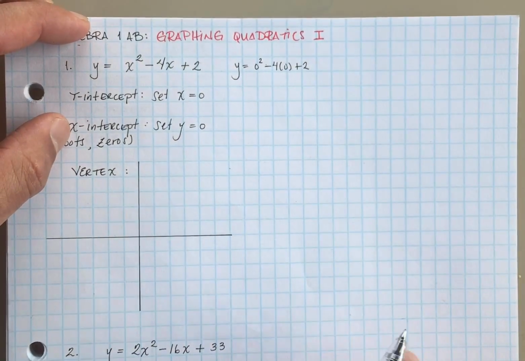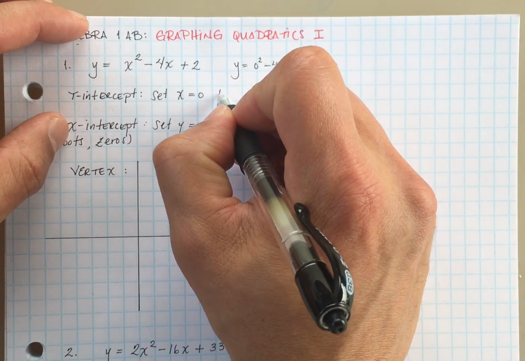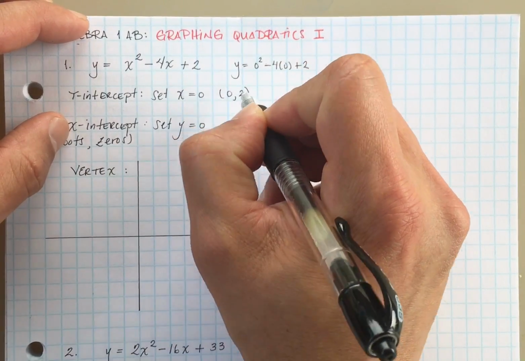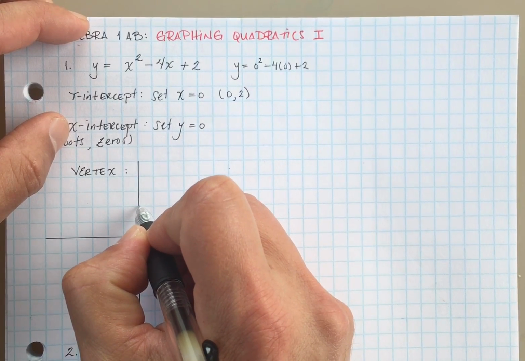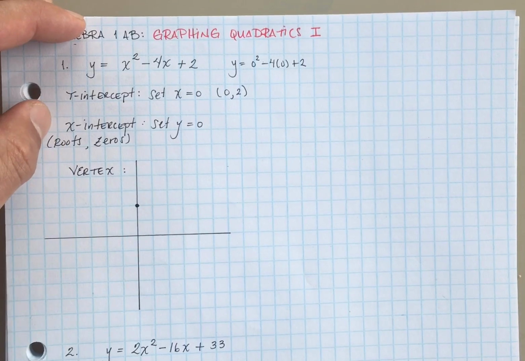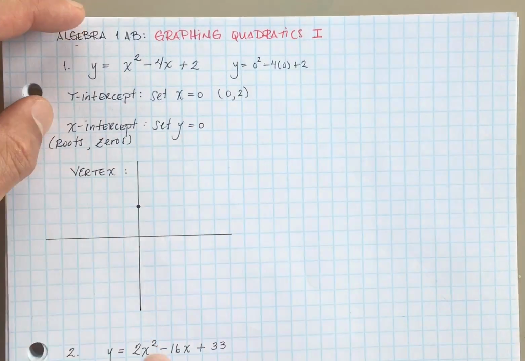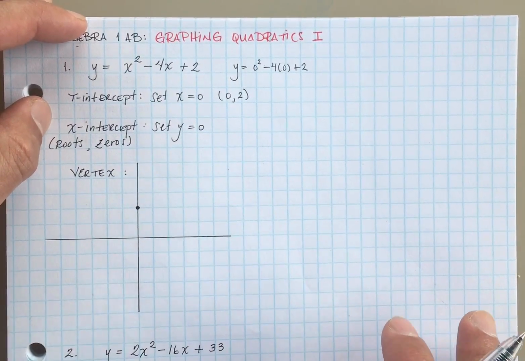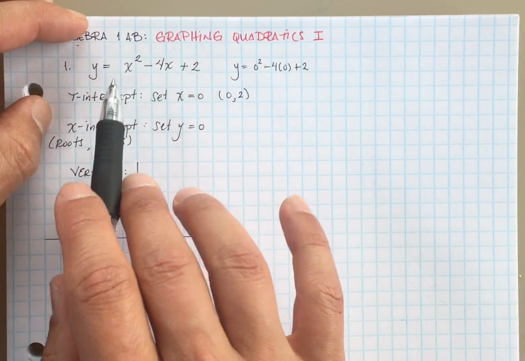So that's what you're doing. And what you're going to end up with is 0, comma 2. So that's going to be right over here. Okay? And then you already have a point. So the next thing, because that's right away, that's very easy to do. Okay? But now I'm going to change this into vertex form.